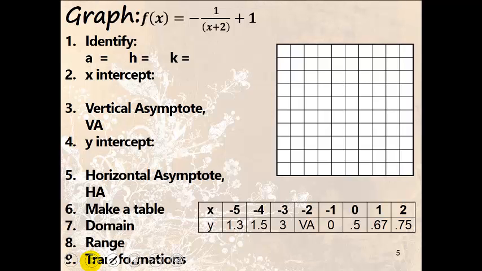All right, last one. This one's got some more stuff happening with it. Okay, so it has a negative out in front, so we know for sure it's going to be reflected. So I'm just going to go ahead and put that down. Okay, my A is 1. My H, I always take the opposite of this number, is -2, and K is +1.